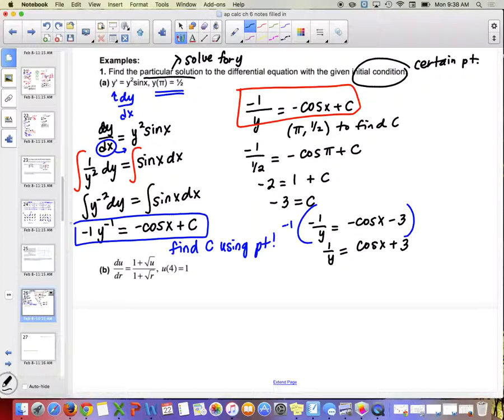Any ideas? How do I solve for y? You can multiply the y over and divide by the whole cosine of x plus 3. Or if you have 1 over x equals 3 over 2, what could you do to both sides? You just flip it. x would be 2/3, right? That's what we're going to do here. Whenever you get 1 over y, we flip it. So we say y equals 1 over cosine of x plus 3. All right, and we're good. That's our answer.